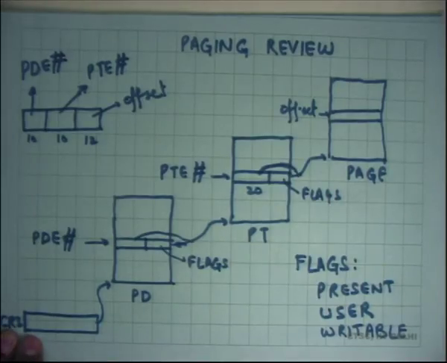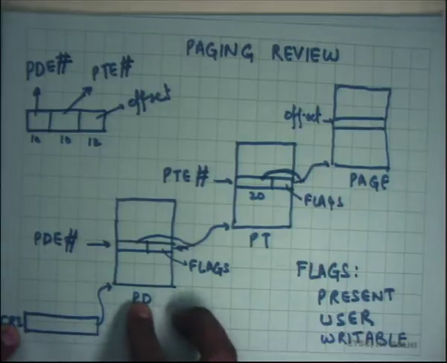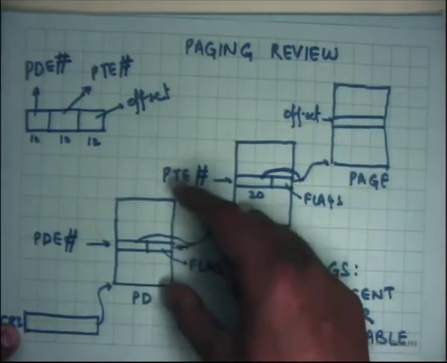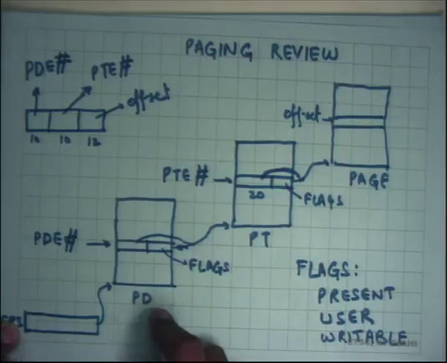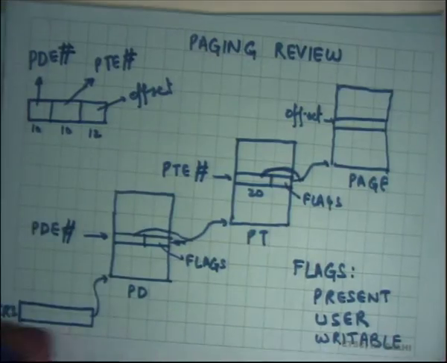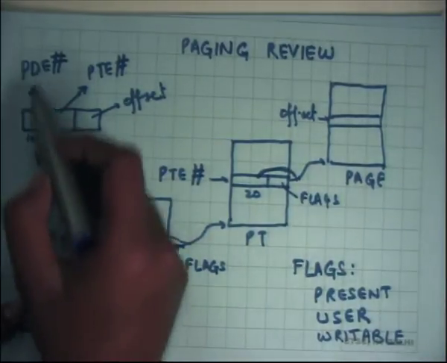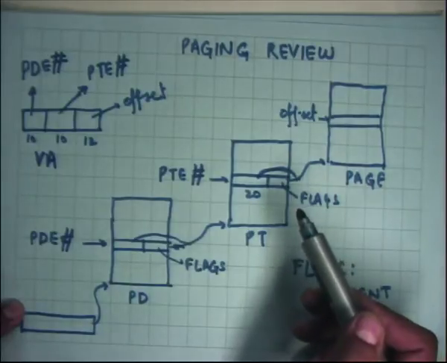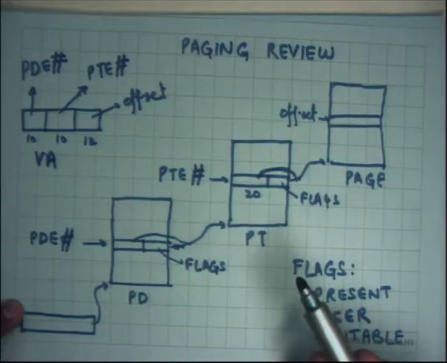register on the CPU processor chip called CR3, which points to a page-sized structure. This entire thing is one page, but it's a special page because it contains page directory entries. So this page is called the page directory. The first 10 bits of the virtual address are called the page directory entry number, and based on the PDE number you would see which entry you are going to dereference.